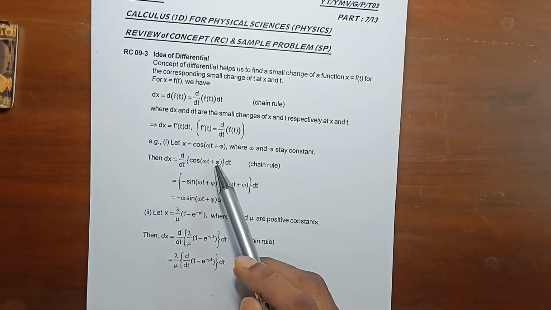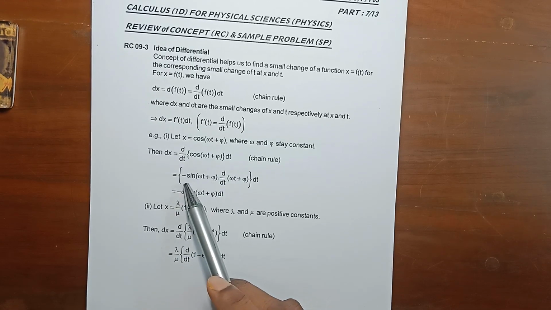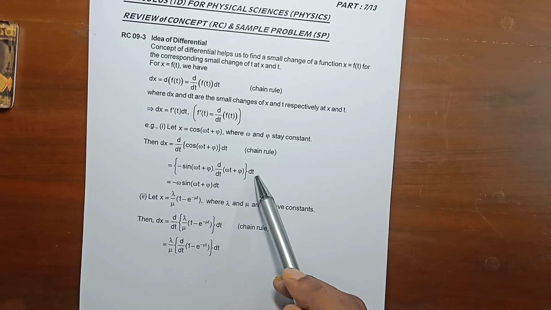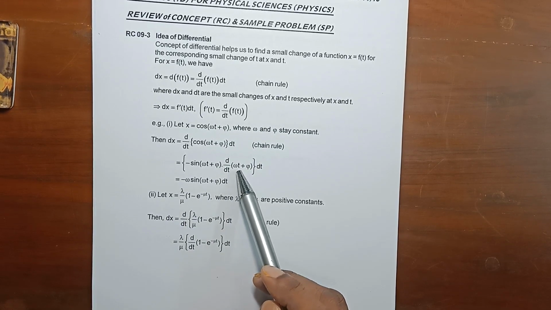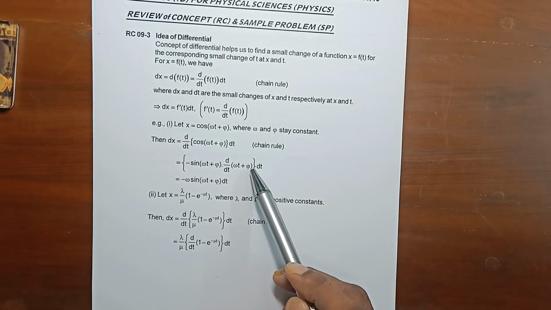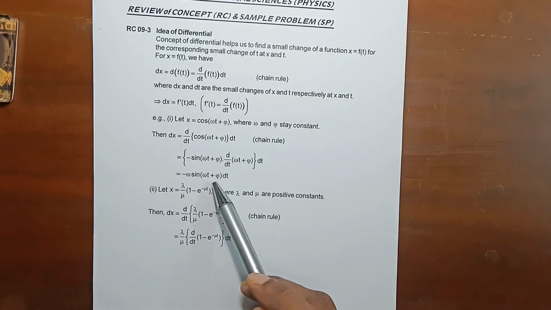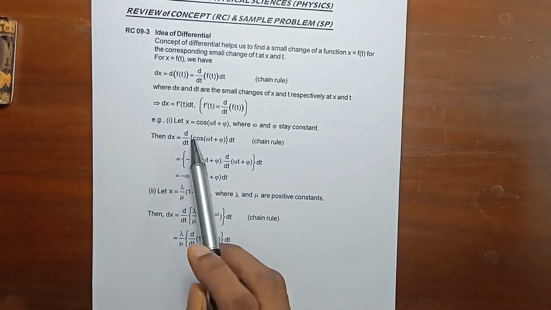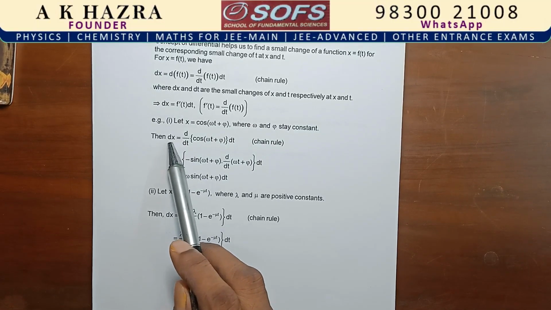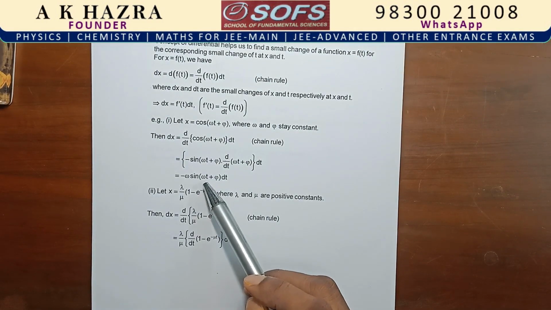Here just consider omega t plus phi equals z. So d/dz of cos z is minus sin z, into d/dt of z, that is d/dt of (omega t plus phi) dt. Now d/dt of (omega t plus phi) is equal to omega, because omega into d/dt of t is 1, plus d/dt of phi is 0, because phi is constant. So we get minus omega sin(omega t plus phi) dt. So for this function we have obtained the small change of x, that is dx, for the corresponding small change of t, that is dt, at time t.